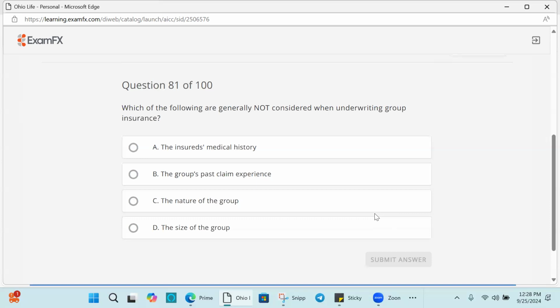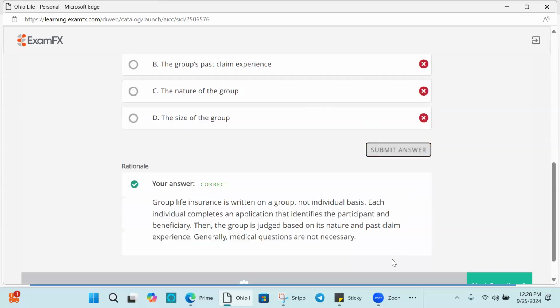Which of the following are generally not considered when underwriting group insurance? Medical history, group past claim experience, the nature of the group, the size of the group. The insured's medical history is not considered. They can look at claims, nature, and size, but really they don't come to me to take exams.